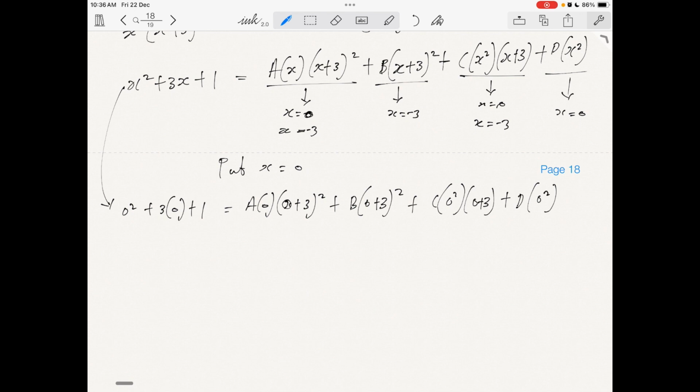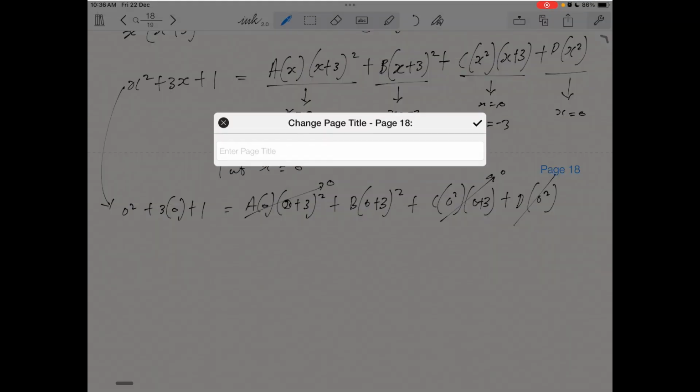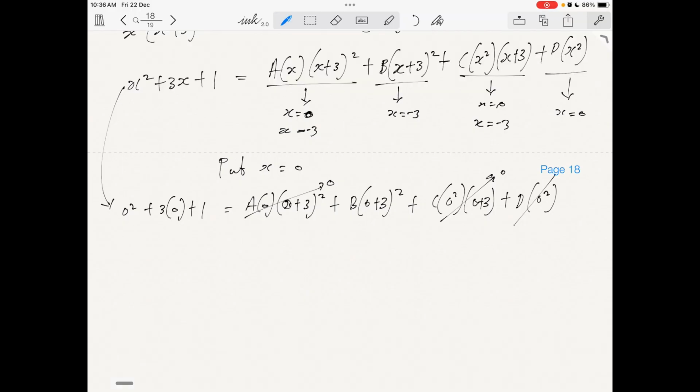Now 0 multiplying by 0 will give us 0, this one is 0, and this also will give us 0. So we are left with 1 here, and here gives us b into 3 squared, because 0 plus 3 is 3. So 1 is equal to 9b. So now I'm saying b is equal to 1 over 9.